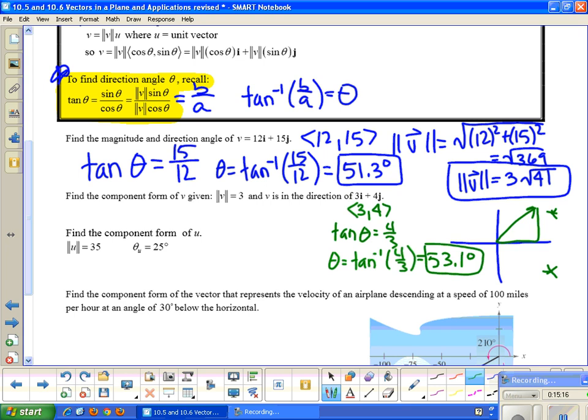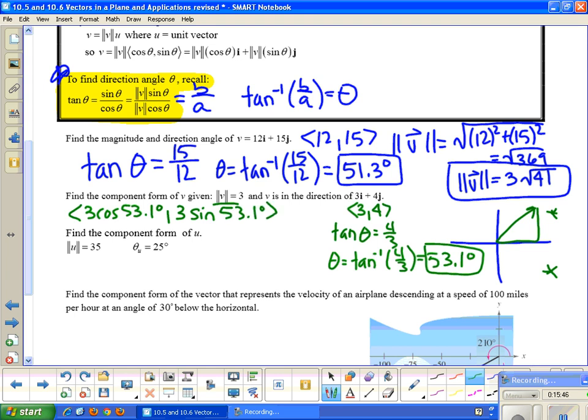And then I need to figure out what my components are for this. Remember, you take your magnitude times the cosine of your angle, and your magnitude times the sine of your angle. So for this one, we're going to do 3 times the cosine of 53.1 degrees, comma, 3 times the sine, because sine is y, of 53.1 degrees.